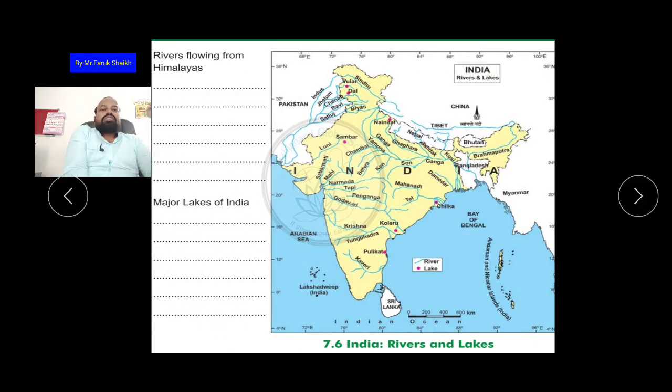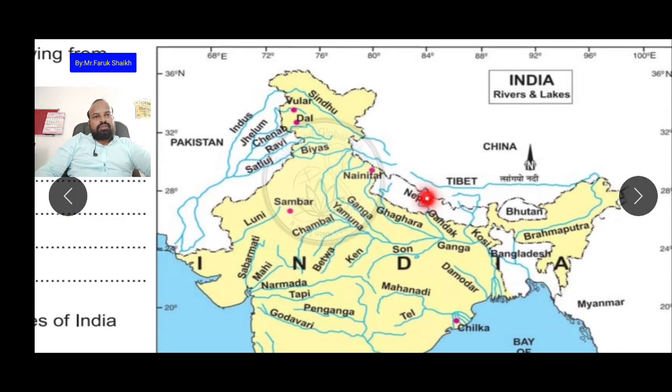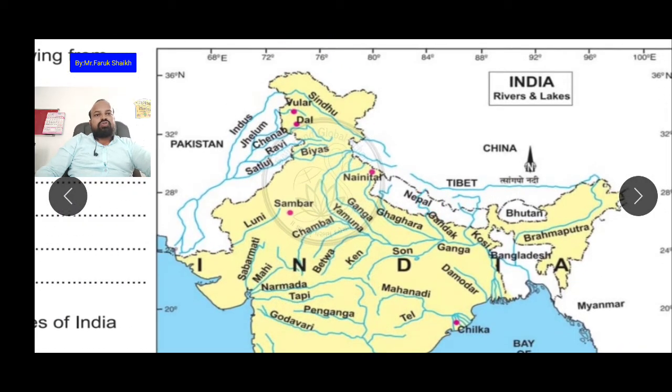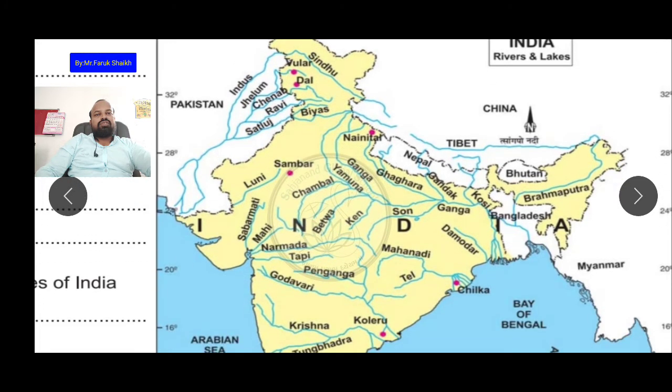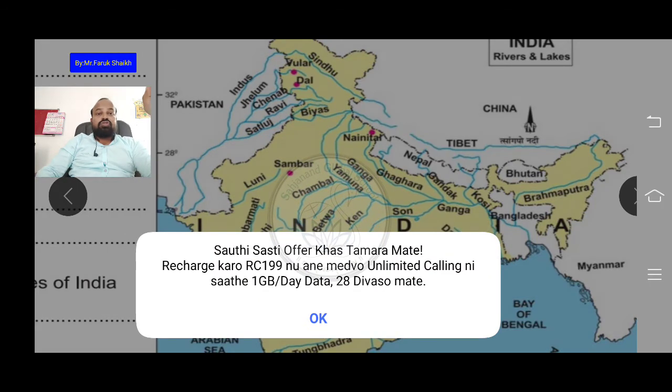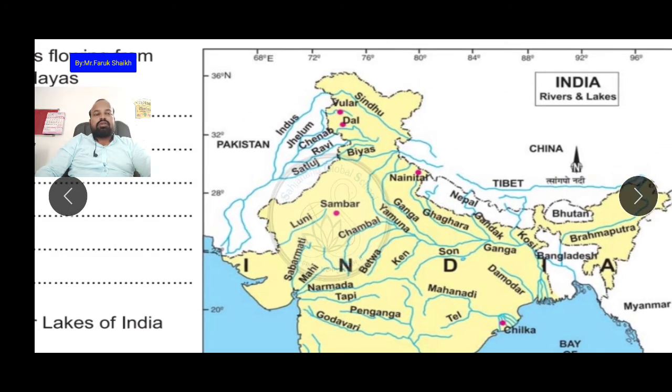Okay, now here are the rivers of India. Here you can see that rivers are given. In India, the Sindhu river flows from the Himalaya: Indus, Jhelum, Chenab, Ravi, Satluj and Beas. These are the five rivers, and that is why this region is known as Punjab. Panj means five, and Ab means river or water.